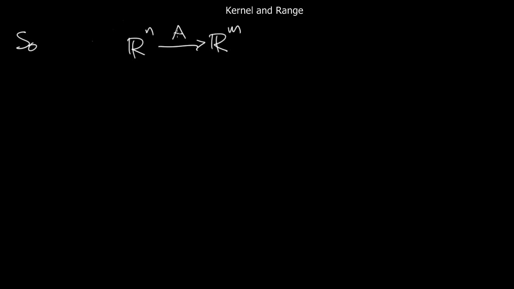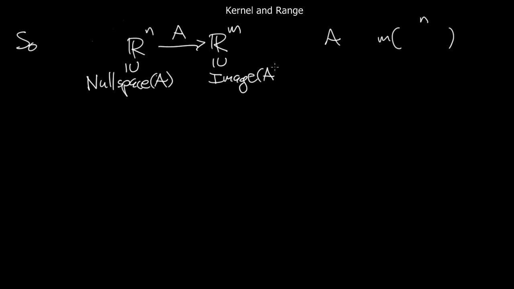Okay, so let's draw our picture again. We have this map from Rn to Rm, and A is an m by n matrix. And I have here the null space of A, and I have over here the image of A. And remember, another term for the image is the range. And that's exactly the same thing as what I just said, the column space of A.